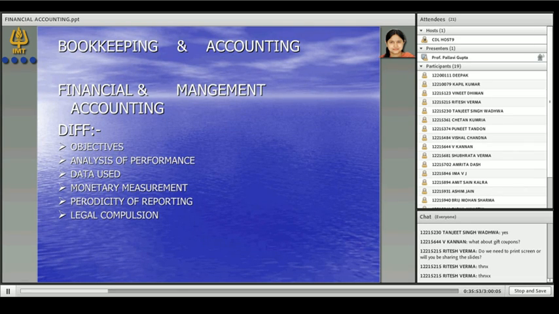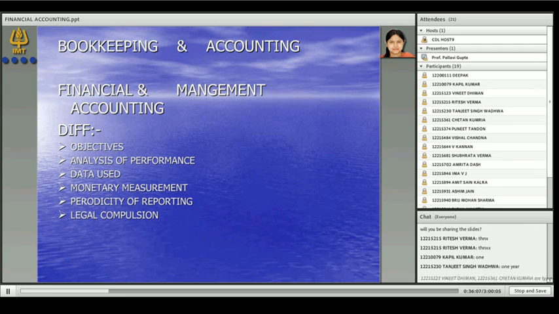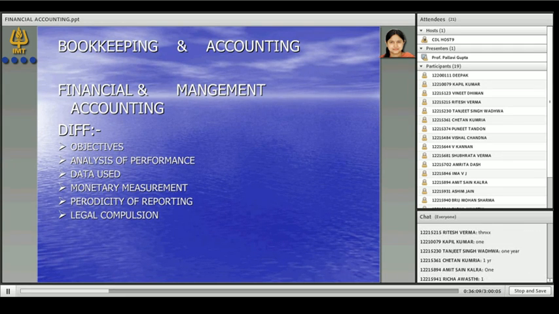Now there are two types of accounting, financial accounting and management accounting. I think the management accounting paper is not in your syllabus. Are you from the 1 year program or 2 year program? 1 year, okay. So management accounting will not be there in your syllabus.